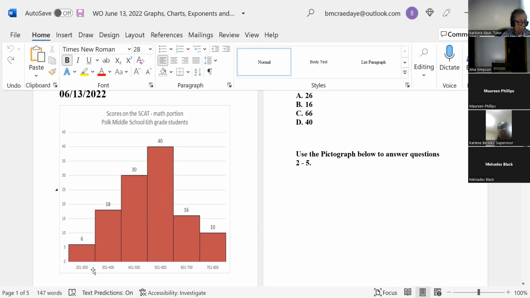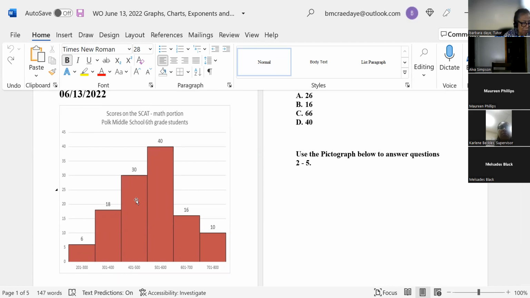So these represent ranges of SCAT scores on the x axis. The numbers you see at the top of the bar represent the number of students that fell within the range below it. I didn't understand it, but I tried to give an answer.